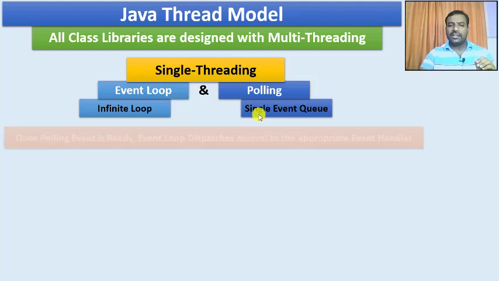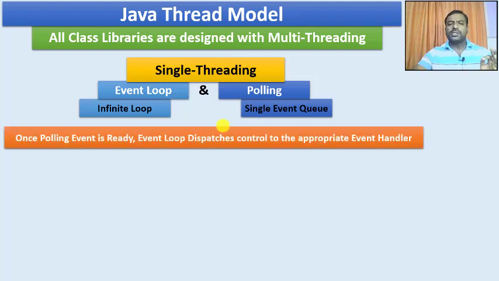Now, once the polling event is ready for execution, the event loop dispatches the control to the appropriate event handler. This is what happens. The event loop is infinitely checking whether any event has occurred or not. If any event is ready, the polling will trigger a signal for the event loop, and this event loop is going to dispatch the control to the appropriate event handler.